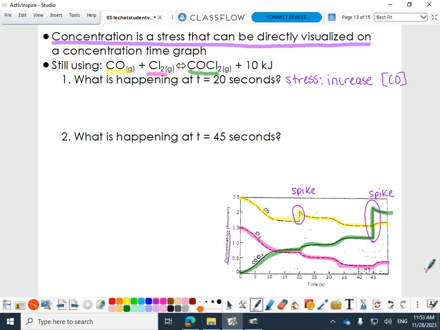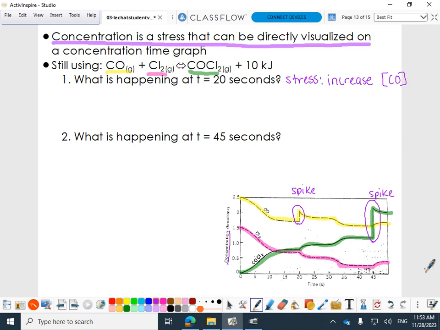So when you do a concentration stress, one of the strategies you can use is figure it out first and then use your graph as a check. Or if you're a visual kind of person and you would like to take a look at what's happening in the graph and then write your answer, it'll work either way.